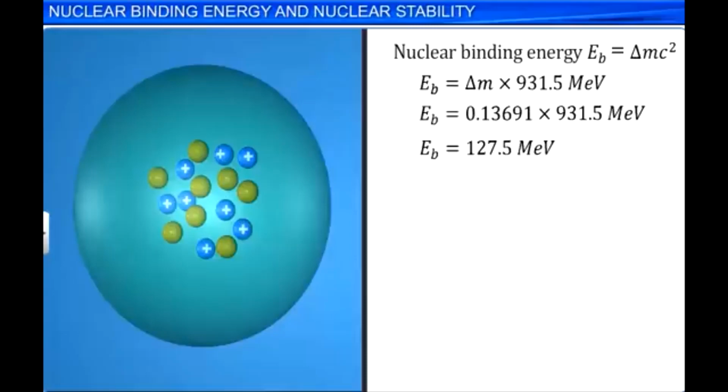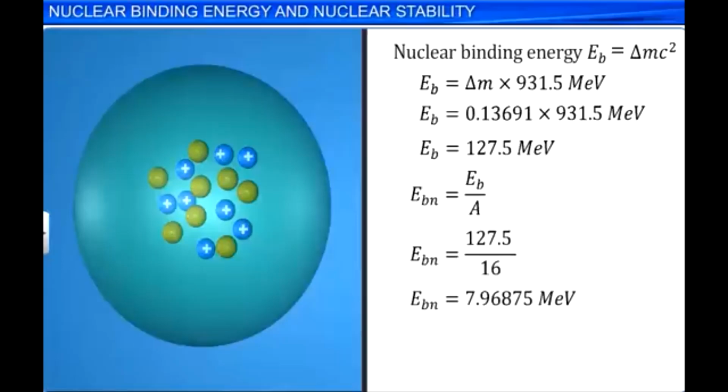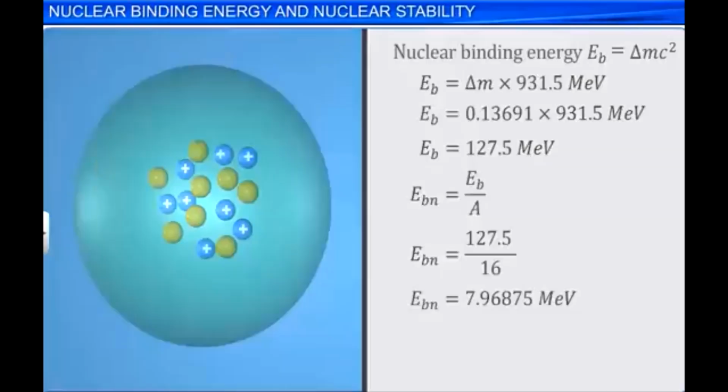EBN is equal to EB by A. Average binding energy is the energy required to remove a nucleon from the nucleus. For the oxygen nucleus, the average binding energy is equal to 7.96875 MeV per nucleon. Average binding energy of various nuclei indicates the relative stability of the nuclei.